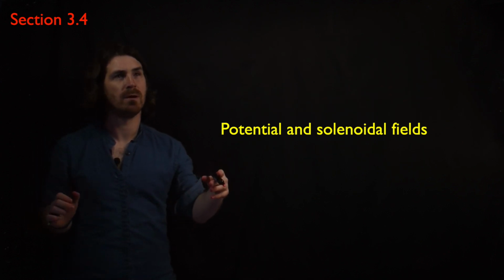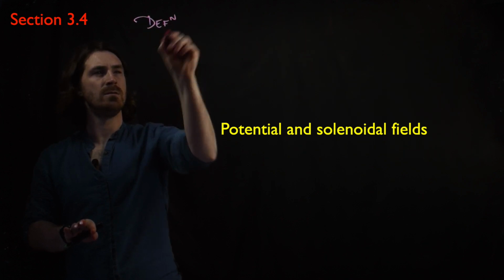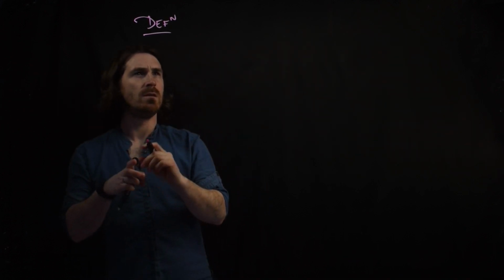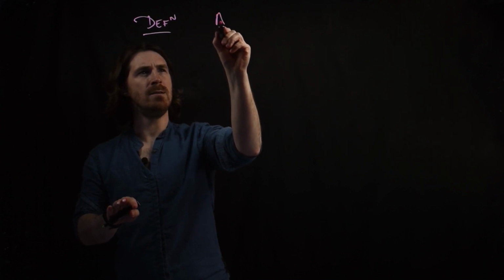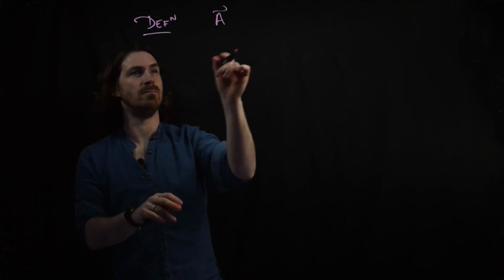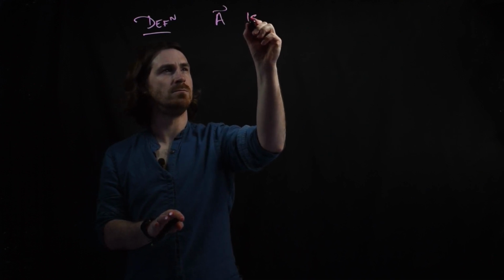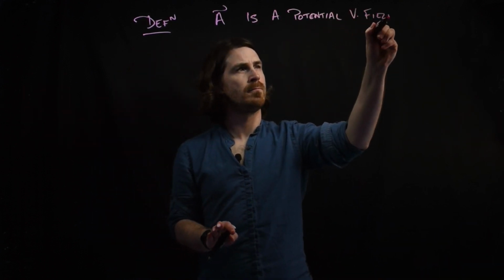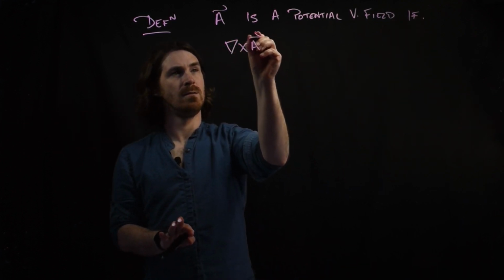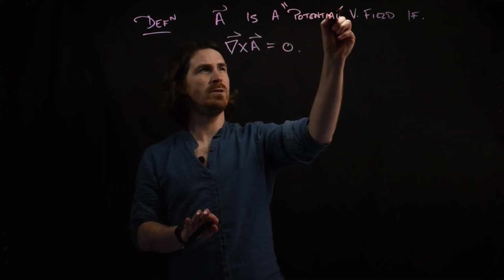Okay, so let's wrap up section 3 with two short definitions. The first is that of a potential. If a vector field A, which depends on x, y, and z, has curl of A equal to 0, it is described as potential, or irrotational.